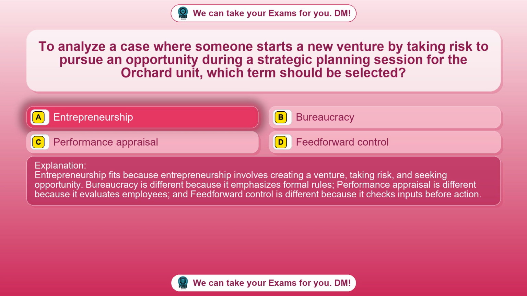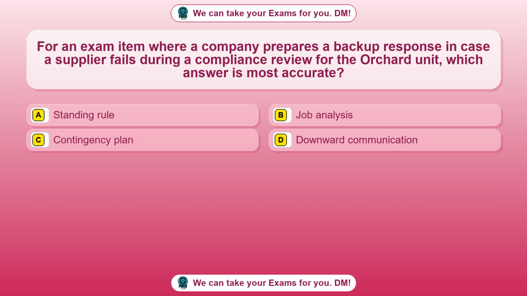Entrepreneurship fits because entrepreneurship involves creating a venture, taking risk, and seeking opportunity. Bureaucracy is different because it emphasizes formal rules. Performance appraisal is different because it evaluates employees, and feed-forward control is different because it checks inputs before action. Question 99.